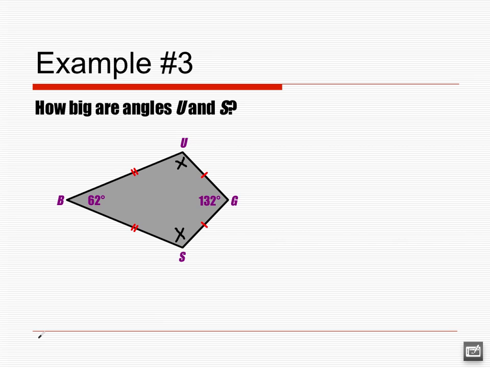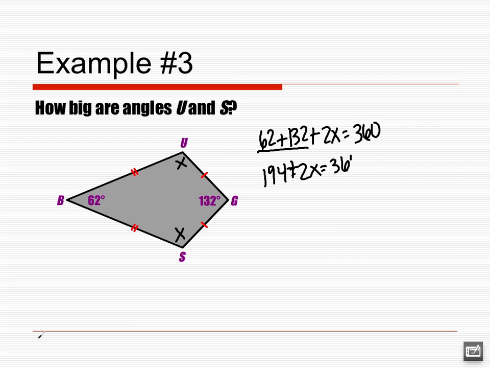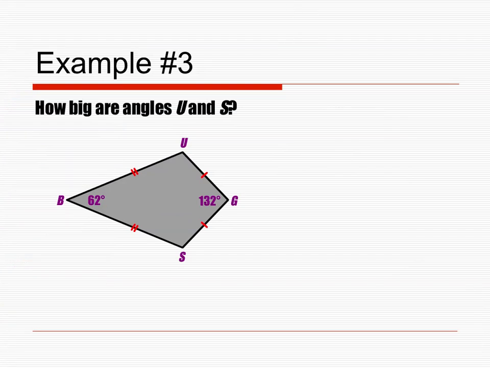Now, every quadrilateral, the angles add up to 360 degrees. So I have 62, add 132, add 2x. This is equal to 360 degrees. When I add these two, I get 194, plus 2x is equal to 360. Subtracting 194, I get 2x is equal to 166. Divided by 2, x equals 83 degrees. So here, angles U and S are both 83 degrees. That was just going to tell us our answer is 83 and 83.